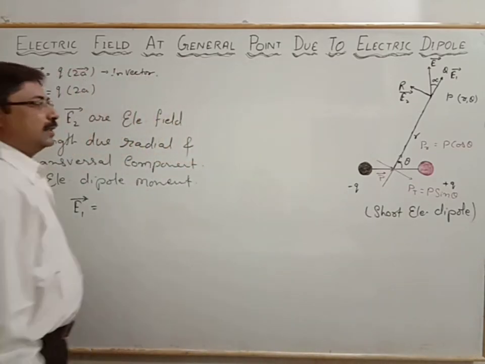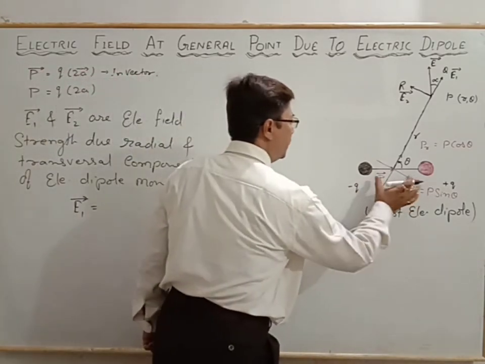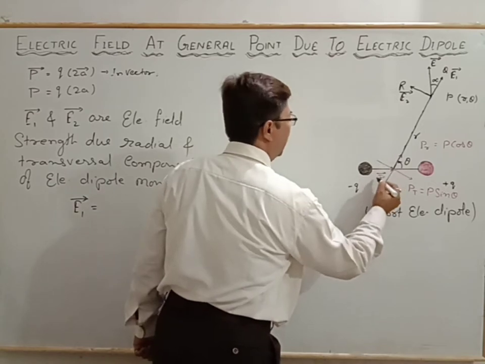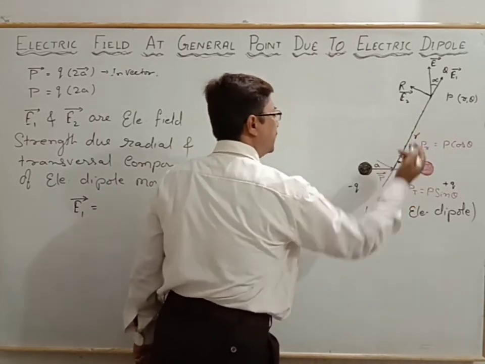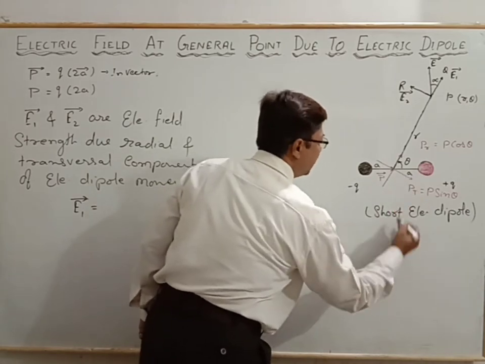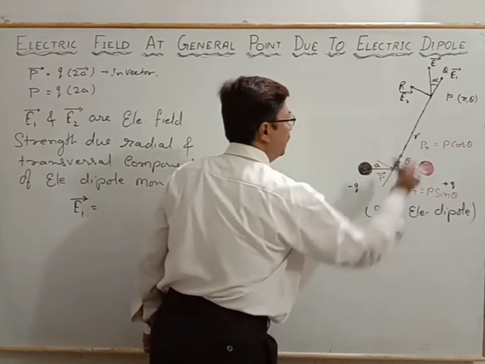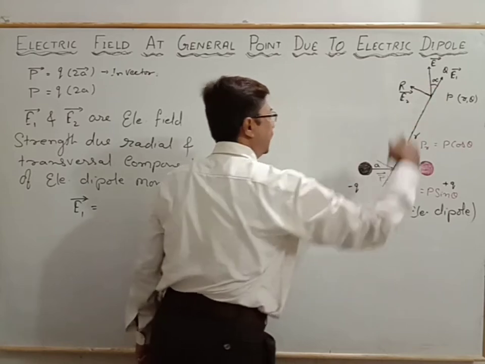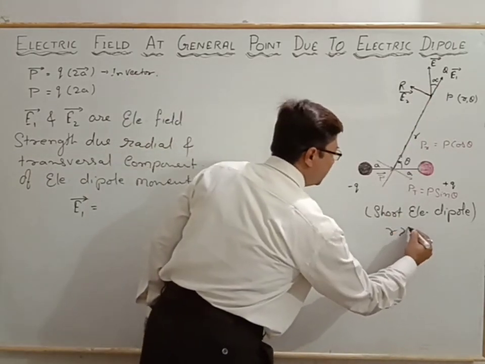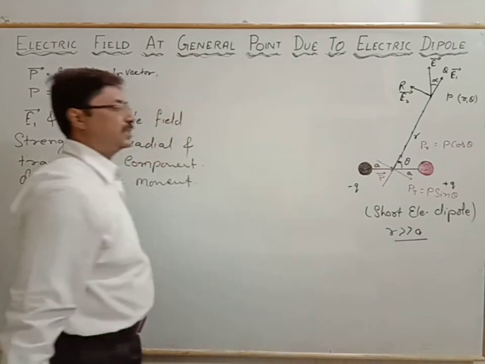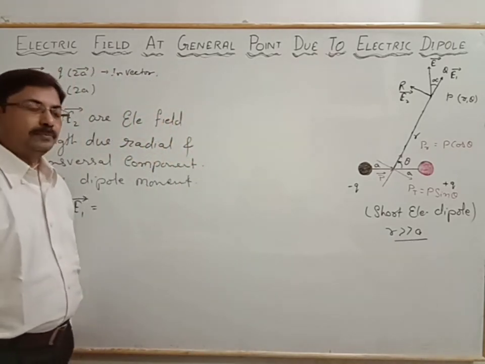That means the value of the distance, which we consider as a here, is very small compared to the distance of the point P where we are going to calculate the electric field. That means r is much greater than a. This is the condition for the short electric dipole.